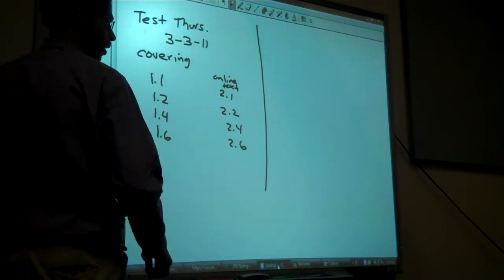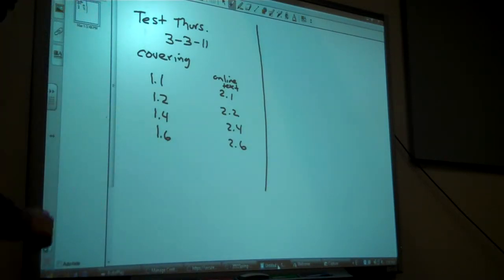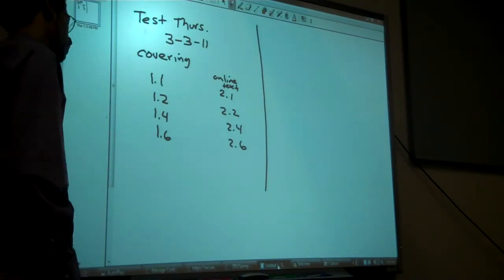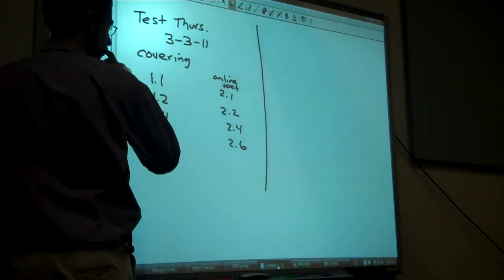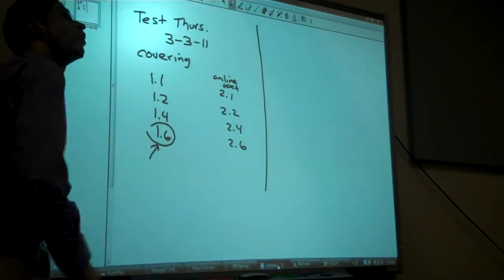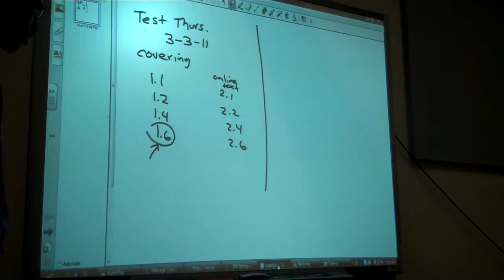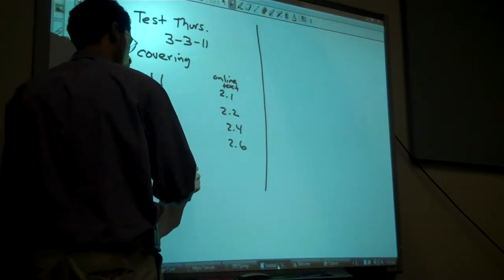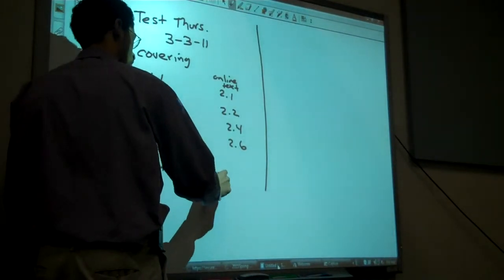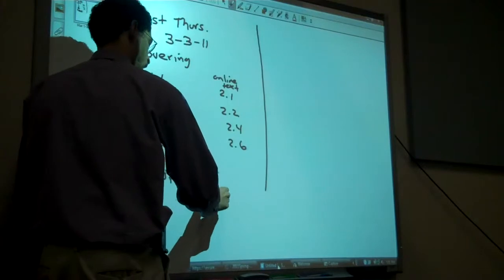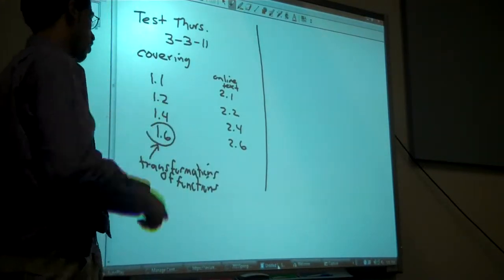There's a 1-6 assignment up on the website now. It isn't due until later, but take a look at that. 1-1. So this other section here, 1-6. It's 1-6, Transformations of functions. I think that's what it was. What we did last time. I mean, not last time, but a week ago. Transformations of functions. That's what's in 1-6.